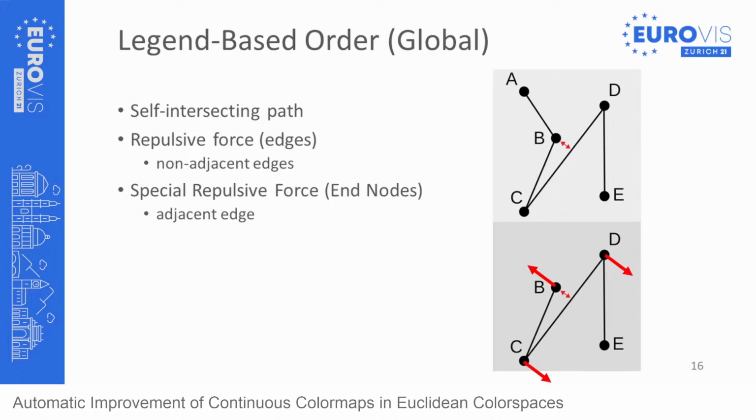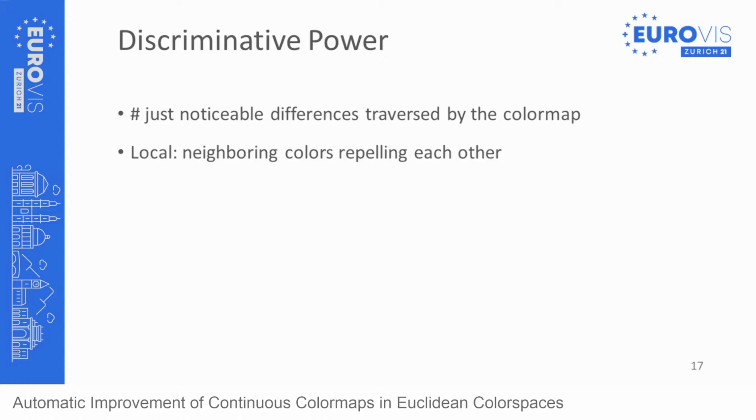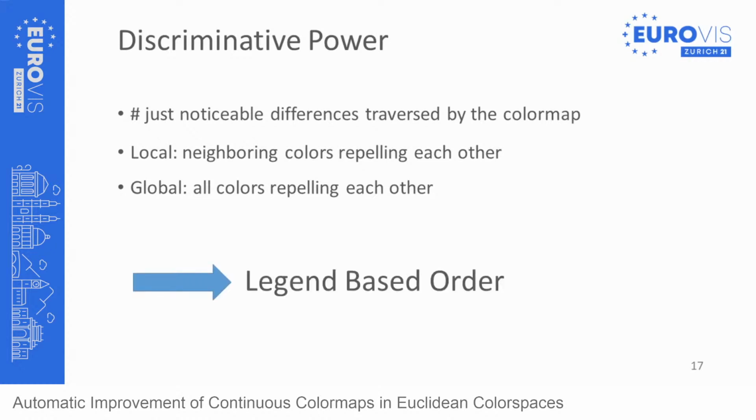The discriminative power is described as a number of just noticeable differences that are traversed by the color map. The local discriminative power can be achieved through neighboring points repelling each other, and the global discriminative power through all points repelling each other. Maybe this sounds familiar to you, or I hope so, because the just mentioned algorithm of the legend-based order does exactly this. So we just use the same algorithm for the discriminative power optimization.